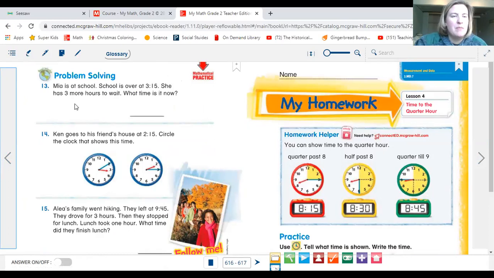13, 14, 15. Mia is at school. School is over at 3:15. She has 3 more hours to wait. What time is it now? You're counting back 3 hours from 3:15. So if we count back, it would be 2:15, 1:15, 12:15. Okay, so we're going to write 12:15 on the line there.